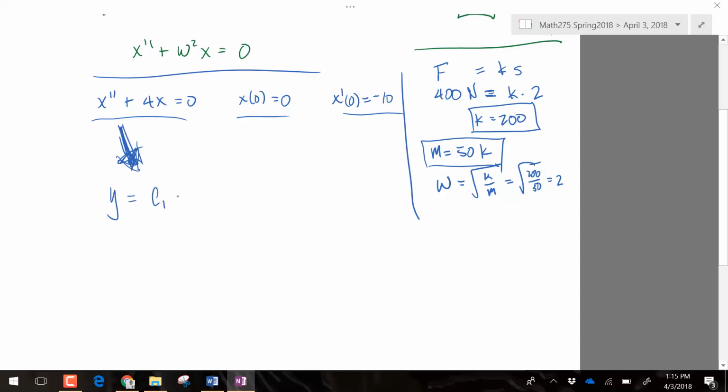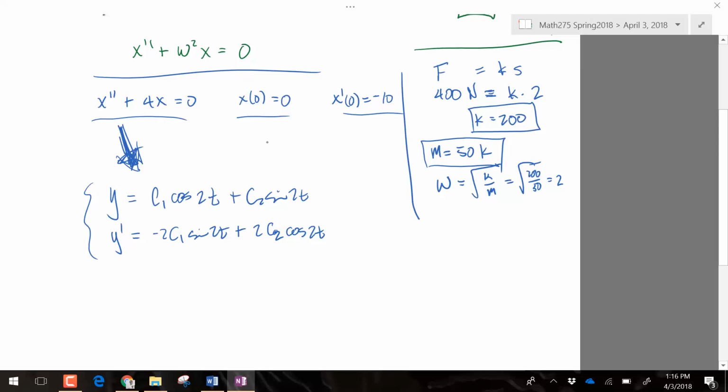So x is equal to C1 cosine 2t plus C2 sine 2t. And we need to do derivatives to help us solve for C1 and C2. The derivative of cosine is negative sine, so there's an extra 2 that we want to put in. The derivative of sine is positive cosine. And then we want to put these values in.